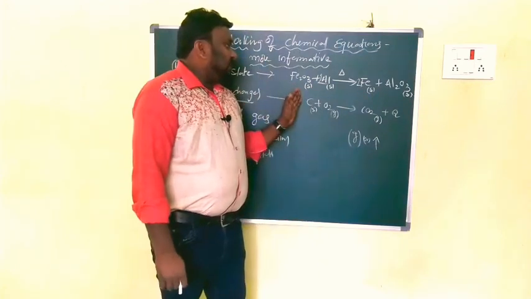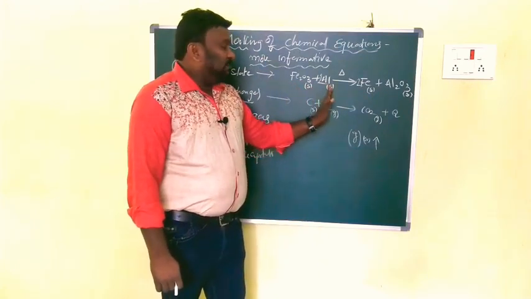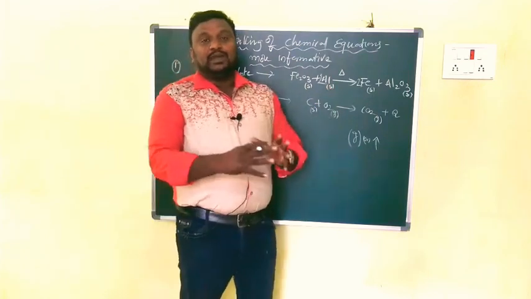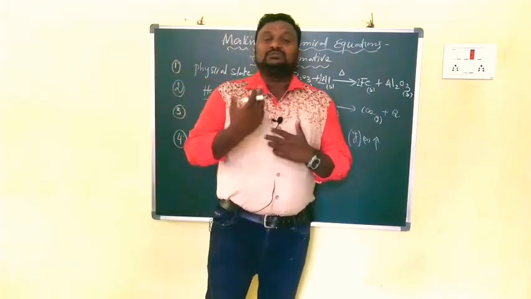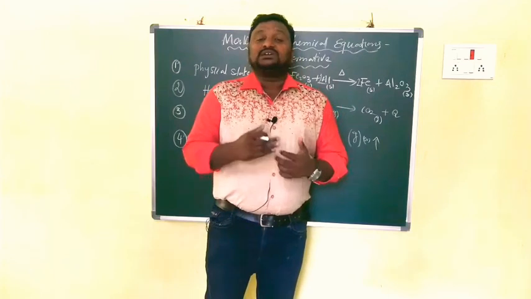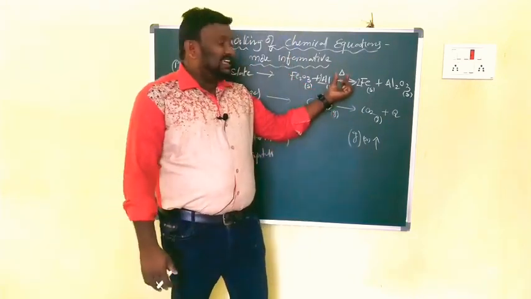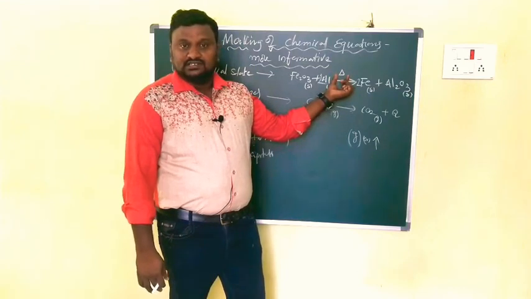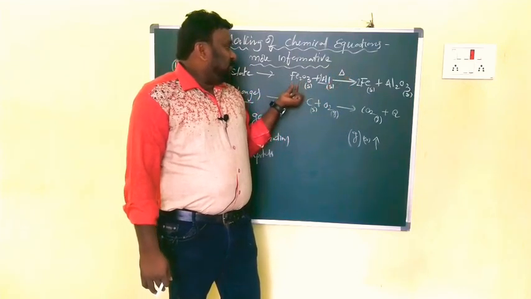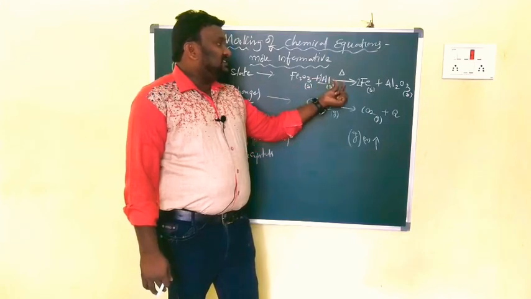Here Fe2O3 is solid and aluminum is also solid. So if we want to combine them, we must give some heat. We have to supply some temperature. That's why here I am representing delta. Clear, children? Here Fe2O3 plus 2Al gives rise, with delta above the arrow.